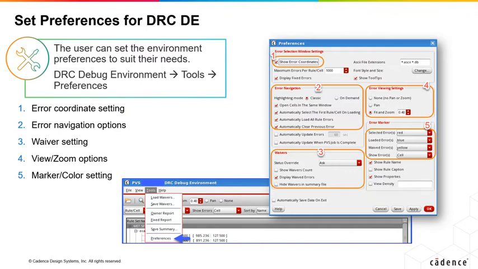Under Error Marker section, there are options to select the color by which you want to highlight the errors, loaded errors, waived errors, or to display errors by cell or by top. There are additional options to have the rule name, rule caption, or property shown on the error marker when the error marker is displayed in the layout viewer. Check Automatically Save Data on Exit box to save the data automatically when you exit. By default it is unchecked.